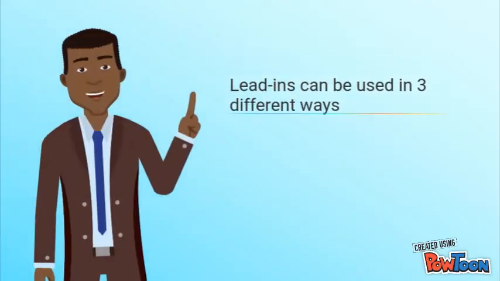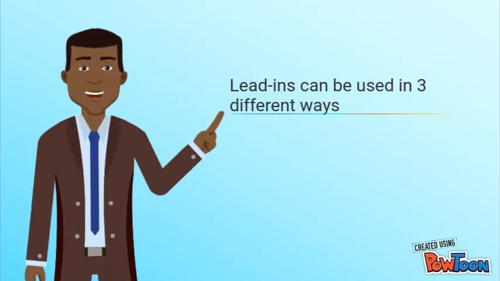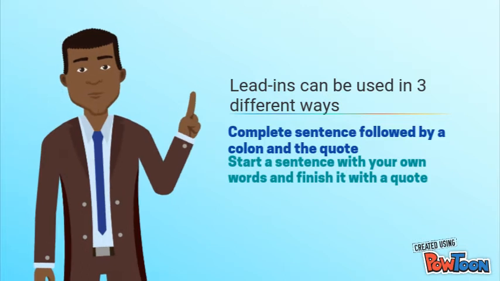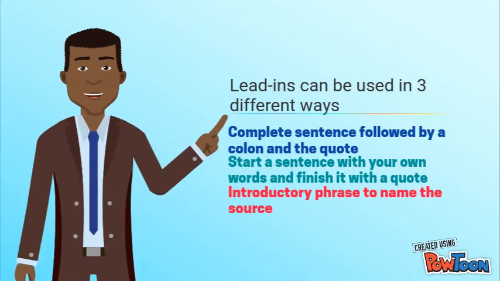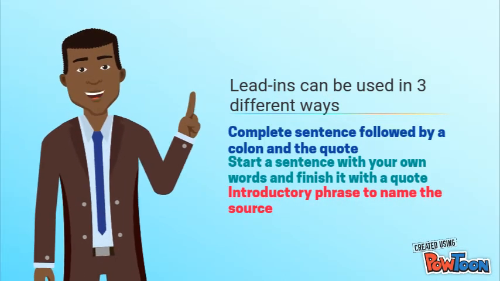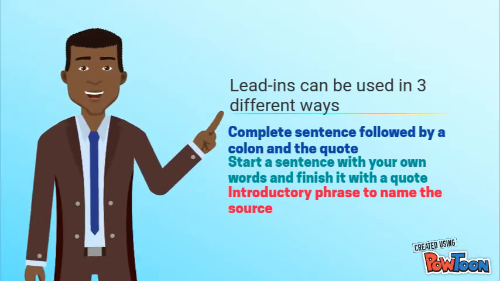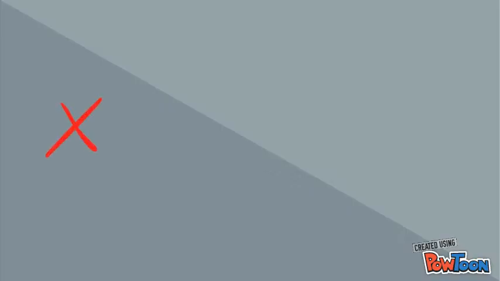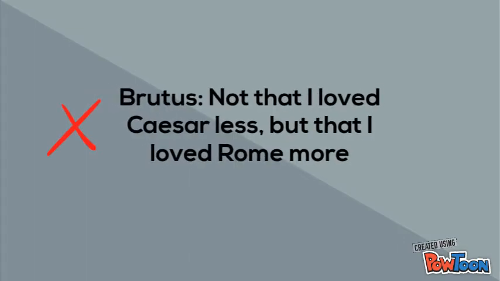Lead-ins can be used in three ways. 1. Complete sentence followed by a colon in the quote. 2. Start a sentence with your own words and finish it with a quote. And 3. Introductory phrase to name the source. This is a good example because it is a complete sentence followed by a colon which precedes the quote. Wrong because what comes before the colon is not a complete sentence and is just a name.